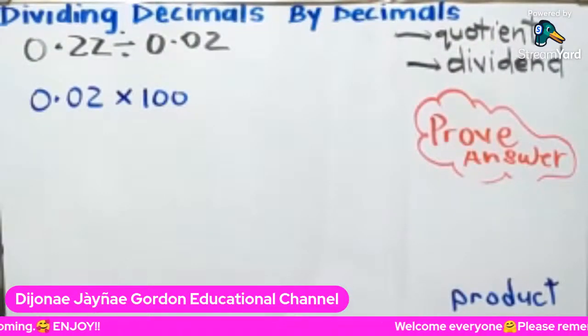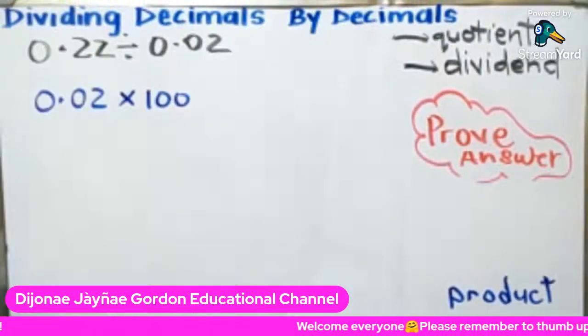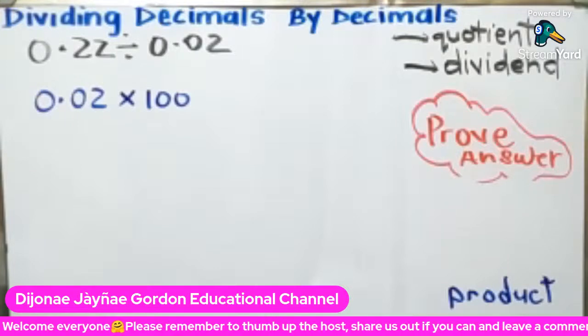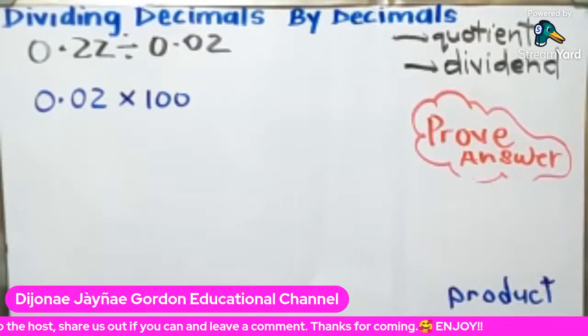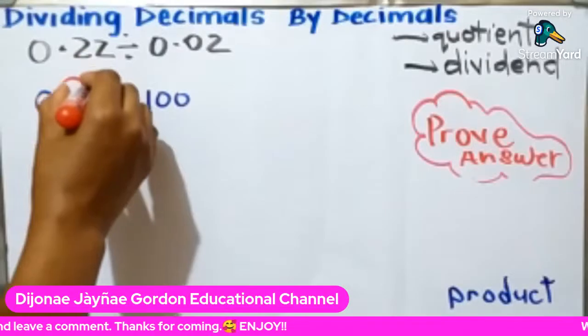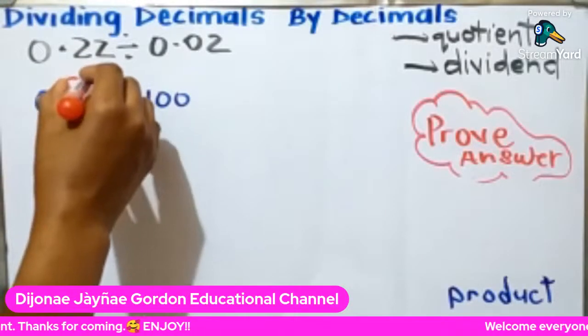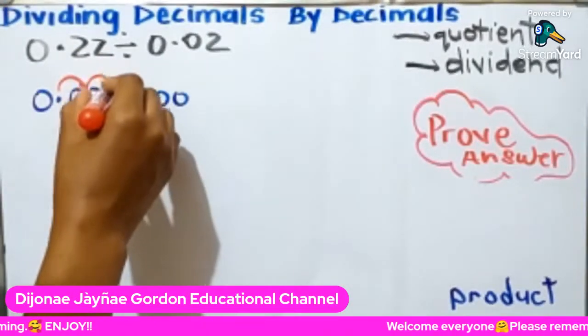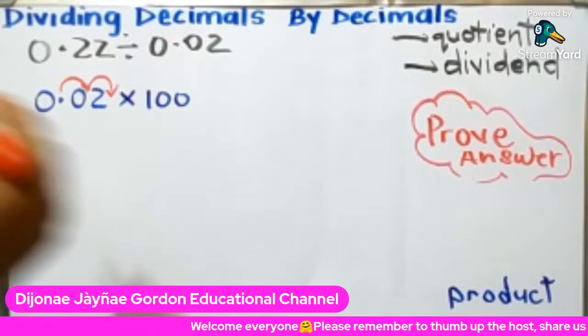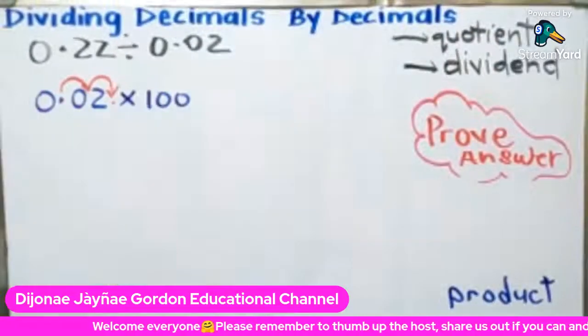In this 100, remember we're multiplying by powers of 10. So we have 2 powers of 10 in 100, right? When you're multiplying by powers of 10, you move to your right. So we're going to be moving 2 places to our right. That's 1 move, and that's 2 moves. Our decimal place is now going to come after our 2.